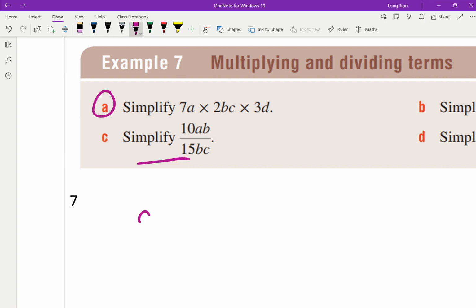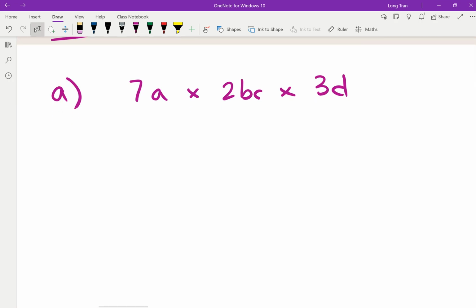Let's do this one. You've got 7A times, notice it's times, not add, 2BC times 3D. Now, let's break it apart. Let's use what you know. 7A, what does that mean again? 7 A's, or 7 groups of A. If you write 7 groups of A, it's the same thing as writing 7 times A. Very good.